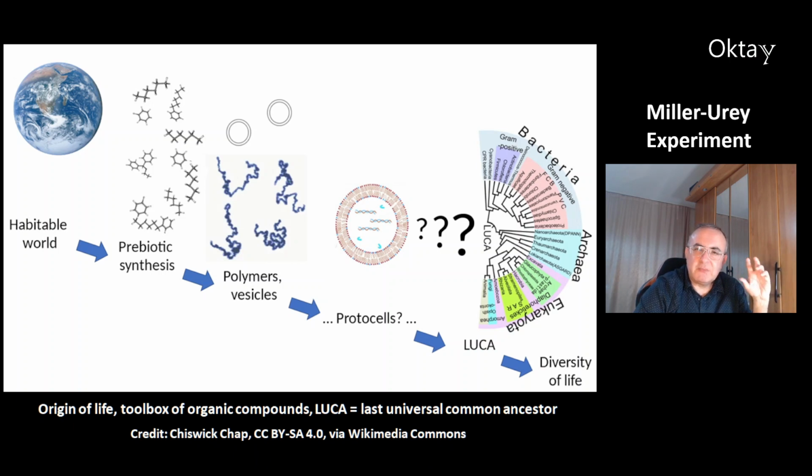This is how life could have started, the origin of life. For life to start, you need a toolbox of organic compounds, like these simple compounds, for example ribose or uracil. Then you need polymers for the cells. And this could lead to protocells, and this could lead to LUCA. LUCA is the last universal common ancestor. All life on Earth is an evolutionary product of LUCA.